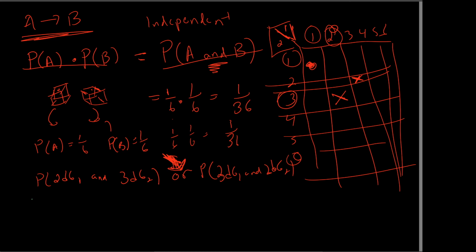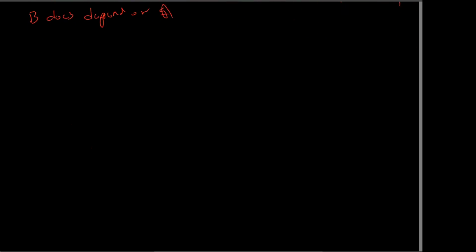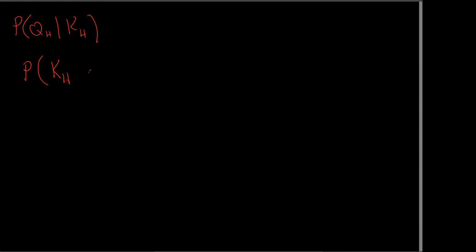Now, if B does depend on A, let's go back to our imagined card game. Let's say we're sitting down and no cards have been drawn yet, and we want to know the probability of drawing a Queen of Hearts given a King of Hearts in that order. So what's the probability of drawing King of Hearts and on the next draw drawing a Queen of Hearts given that King of Hearts?